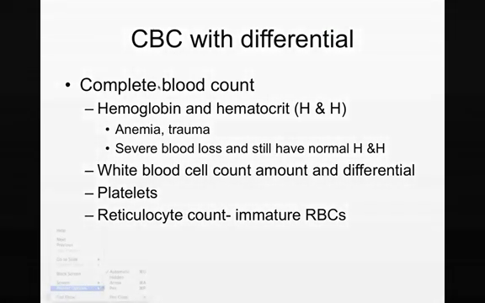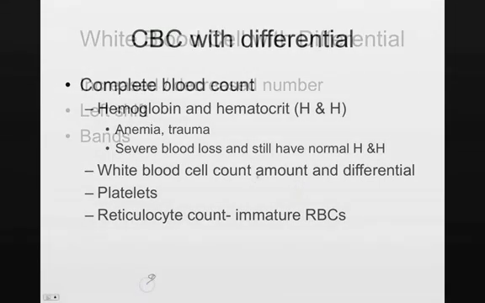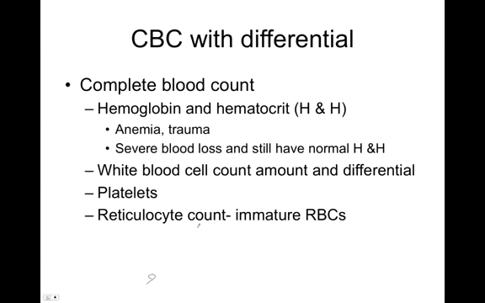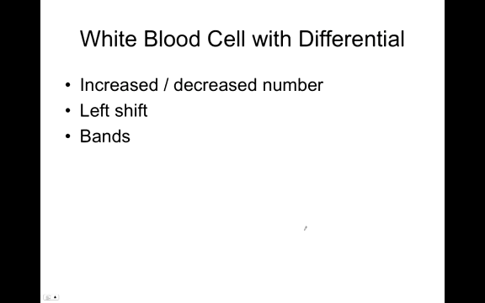You have the white blood cell count and differential, platelets, the reticulocyte count, and immature red blood cell count, which shows immature red blood cells. So if you have a lot of anemia, then your marrow will kick out more of these immature red blood cells, even though they're not ready, because they're needed in the body to carry oxygen.